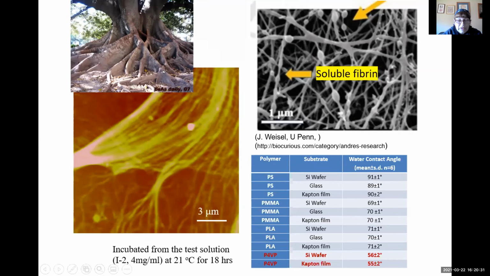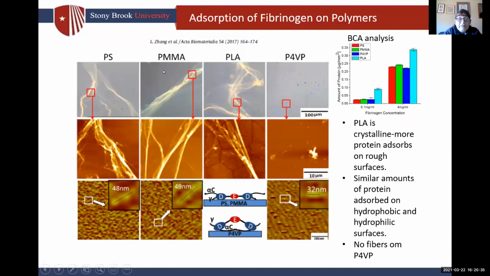It's kind of like a tree. They're anchored to the surface. And this is from data that we had done with Kat Vorvolakos at the FDA, where we're trying to actually develop a non-thrombotic surface. Here you have PS, PMMA, PLA. You can see these fibers by eye. You can see the large bar here. P4VP, no fibers. Here are fibers from the way that polymer is structured.